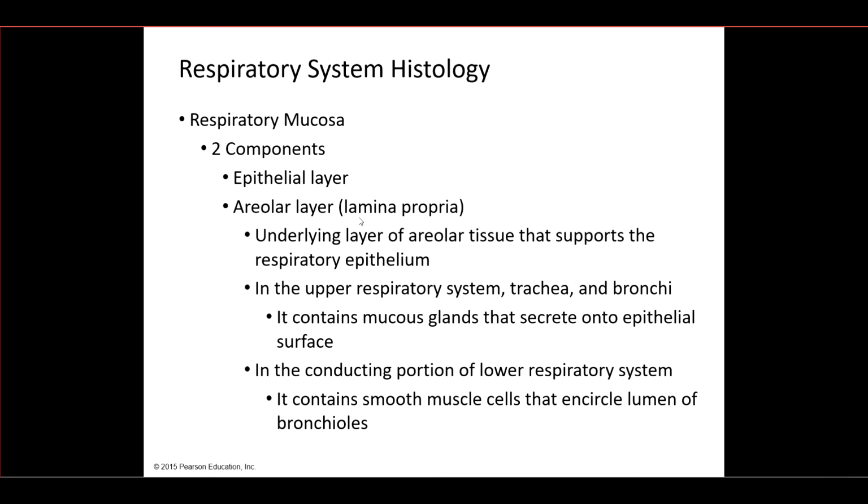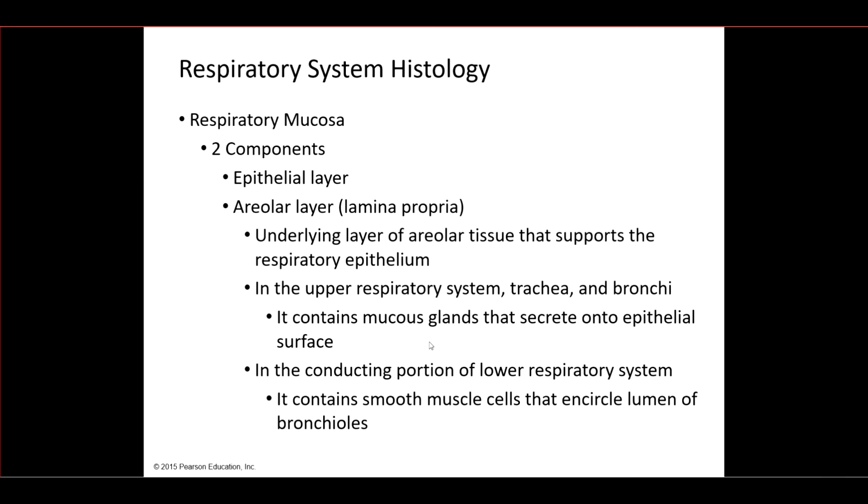Now, depending on where we are throughout the respiratory tract, the lamina propria will be a little bit different. In the upper respiratory system, such as like the trachea, the bronchi, the lamina propria is going to have embedded in it many mucus glands that secrete mucus onto the epithelial surface. That will help to maybe catch debris, also to keep the respiratory tract moist.